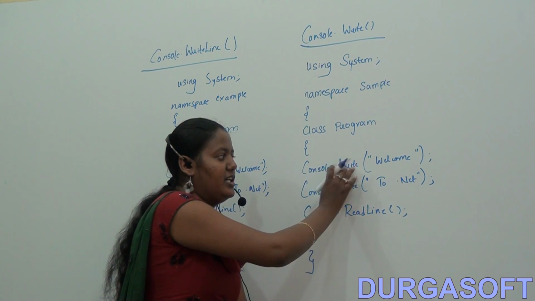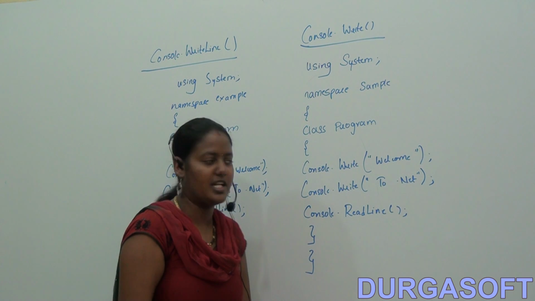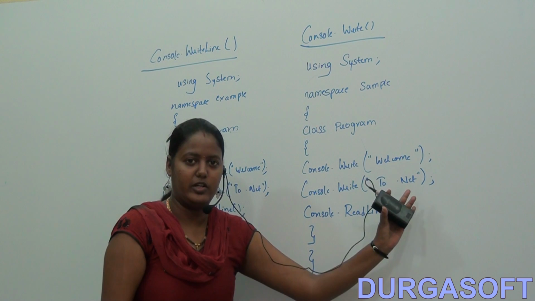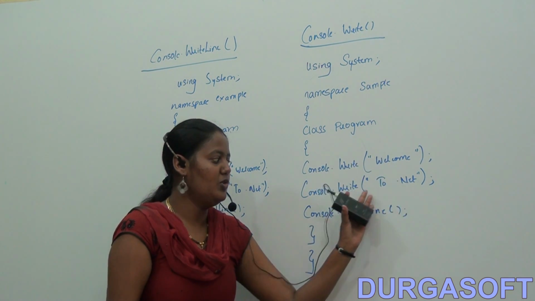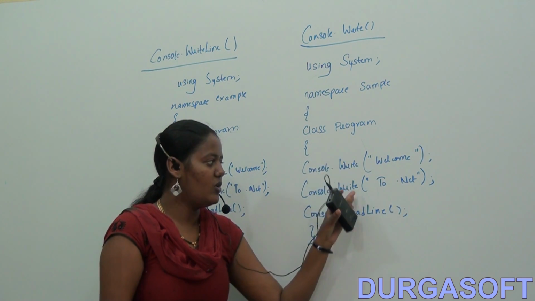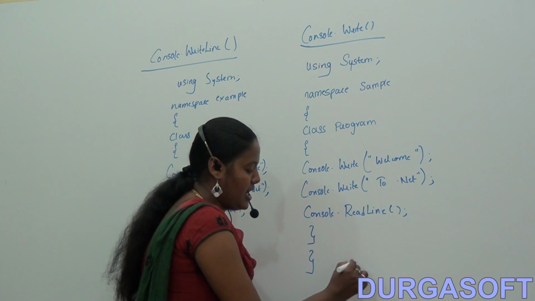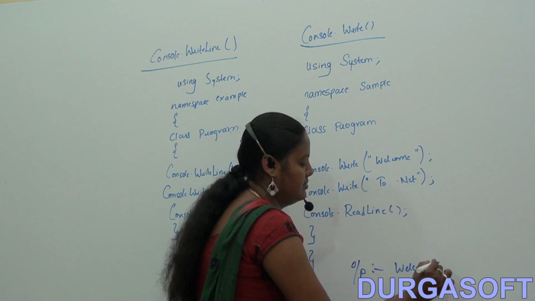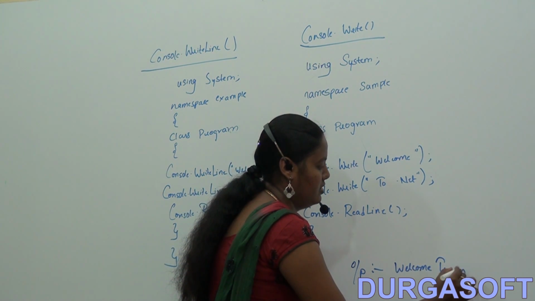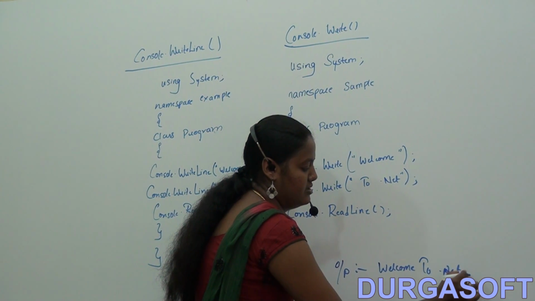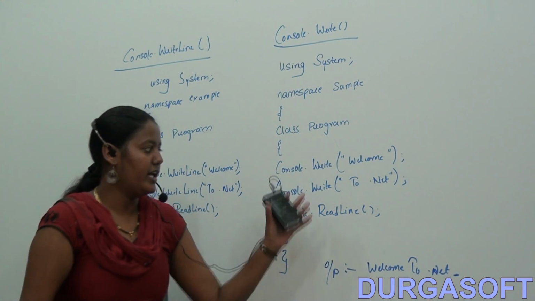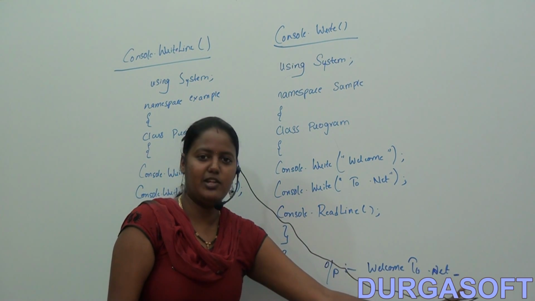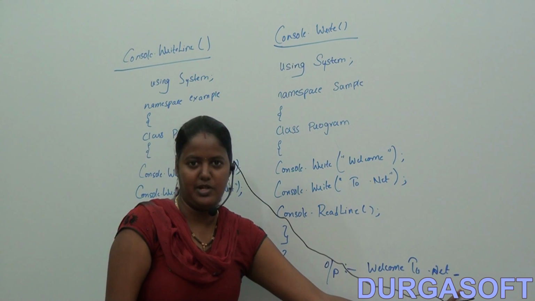Like console.write, here we are going to print welcome, this is the first statement, and next console.write to .NET. Totally it prints welcome to .NET. So if we are using console.write, the output of this application will be welcome to .NET. Even though you are taking multiple lines, it prints in the same line, and the cursor will blink next to the statement itself.